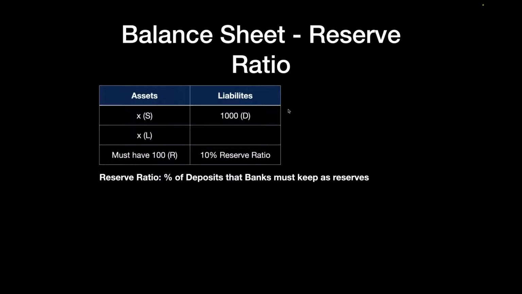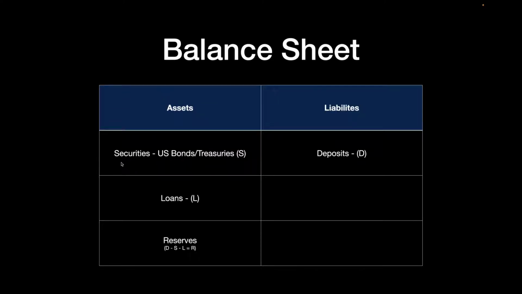A pretty important concept to understand about this balance sheet is that there's a reserve ratio, and this is set by the central bank. If you have a 10% reserve ratio, that means if you have $1,000 in deposits, you must have $100 in reserves. I should go back and explain this. Securities are like US Treasuries and bonds, and we'll get into that later. Loans are obviously loans that the bank has created, and reserves is basically just cash on hand, cash that they can right away give to their depositors.